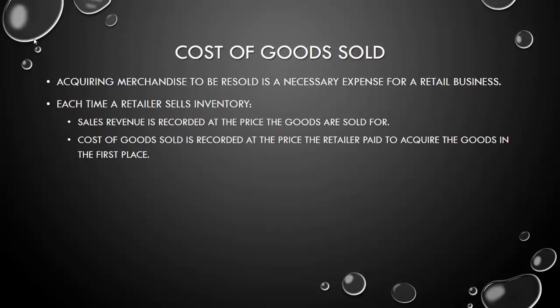When they do actually physically sell it to the public, that is when they can expense it. That's when they can record an expense. And that expense for a retailer is called cost of goods sold. Anytime you buy an item, it goes into your merchandise inventory account. Every time you sell an item, it comes out of merchandise inventory and gets recorded as a cost of goods sold.